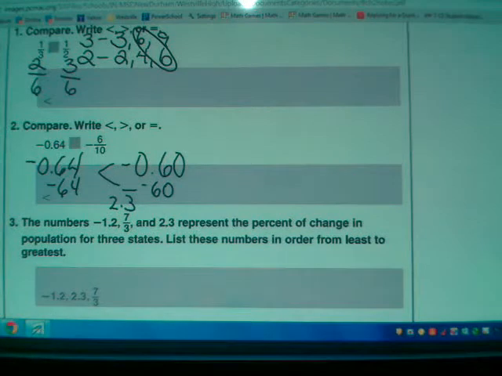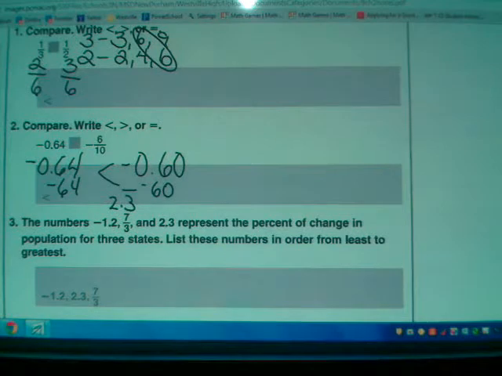So now we're going to put those in order from least to greatest. Now, the one that should be a dead giveaway that we shouldn't even have to think about is negative 1.2. Negative numbers are always smaller than positive numbers. So that's why negative 1.2 goes first.